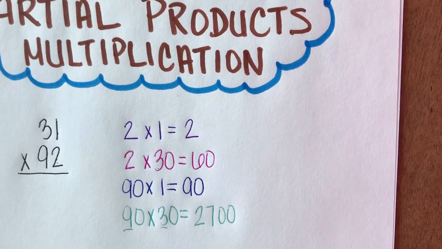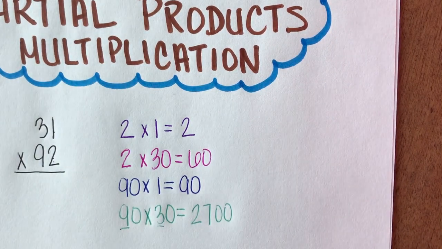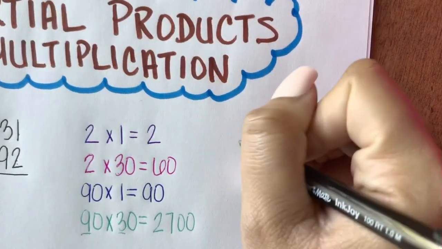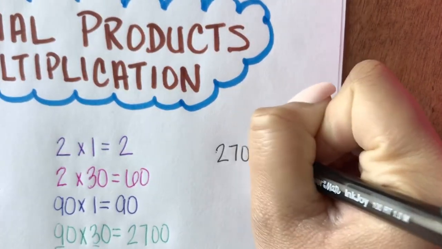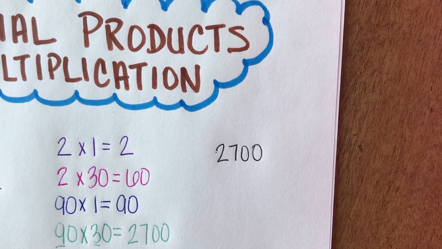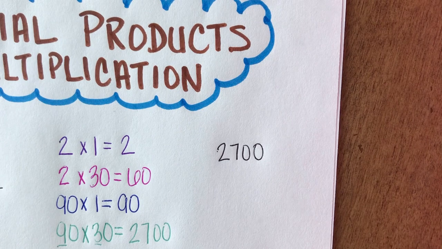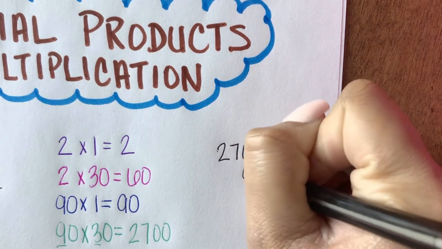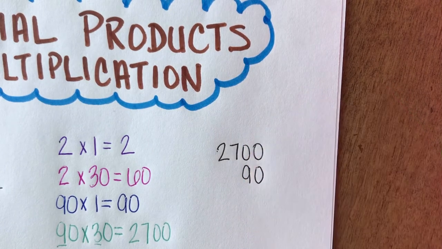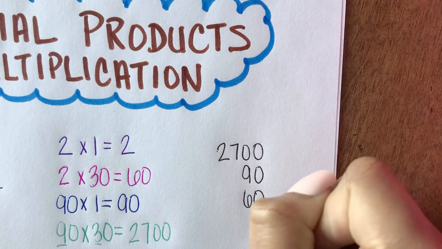So I'm going to go off to the side a little bit more and add up all our partial products. When adding numbers, make sure that your place values are lined up. I'm going to start off with my larger number and put that on top. That's just the way that I like to do things, but it doesn't matter as long as your place values are lined up. 2,700 plus 90 plus 60 plus 2.